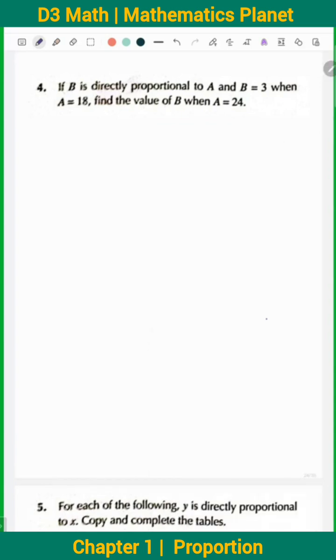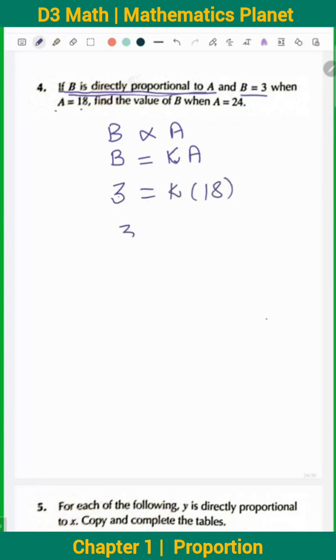Okay, so let's do the mathematical translation. B is directly proportional to A, which can be written as B is equal to kA. I have just done the mathematical translation of this line. B is equal to 3, substitute 3 instead of B, when A is equal to 18. So 3 by 18, which is equal to k, 3 times 6 is 18.